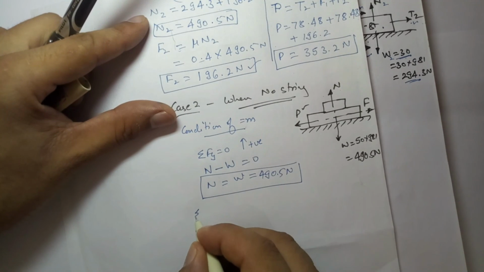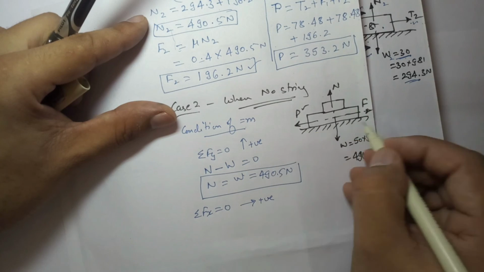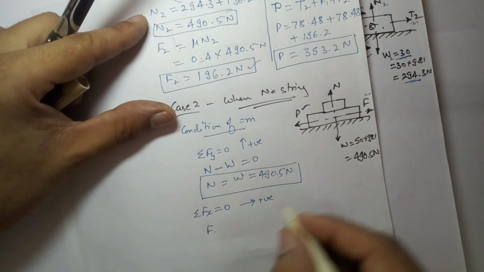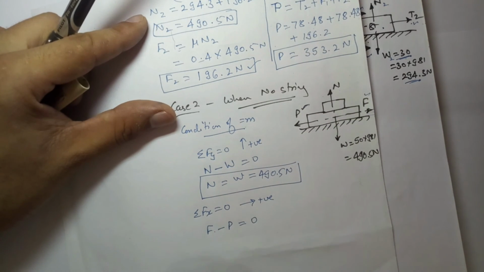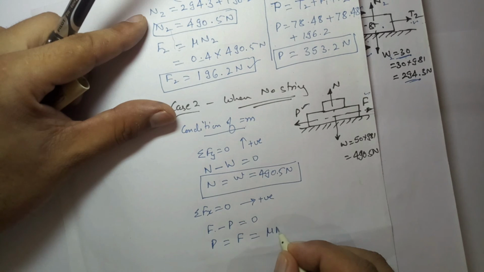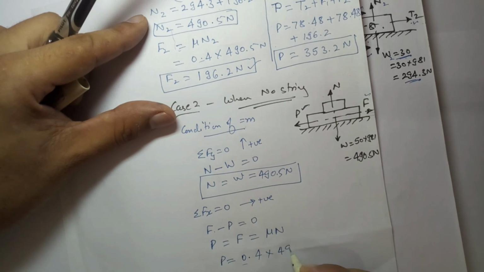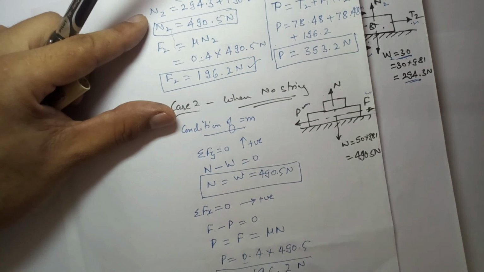Now we will see the second condition of equilibrium, x direction 0. Let's say we have taken right side positive. What are the forces acting in the x-axis? Friction and the applied force. Friction is positive because right side is positive, minus P because it is left side, opposite to the assumption, equal to 0. So the applied force which we have to calculate is equal to the friction force, which is mu into N. We have the value of mu, static friction 0.4, into 490.5, the value of normal reaction. So P is equal to 196 after calculation. So this is case number two.